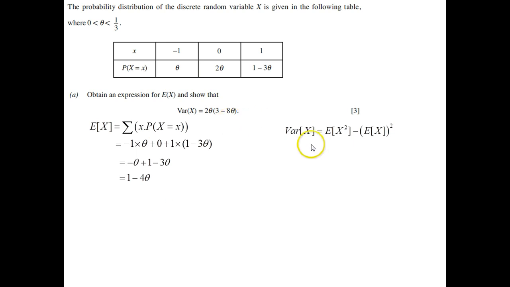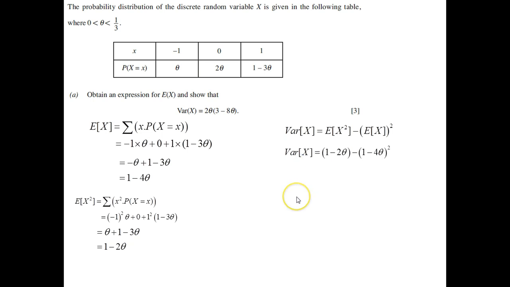The variance of x comes from using E of x squared minus E of x all squared. So we have to work out E of x squared. And that means I multiply x squared times its probability and add them up. So minus 1 squared times theta, 0, and 1 squared times 1 minus 3 theta, which becomes 1 minus 2 theta. Therefore, the variance of x is going to be 1 minus 2 theta minus (1 minus 4 theta) all squared. Multiply those out and we get the expression we needed. So we have 2 theta bracket 3 minus 8 theta.